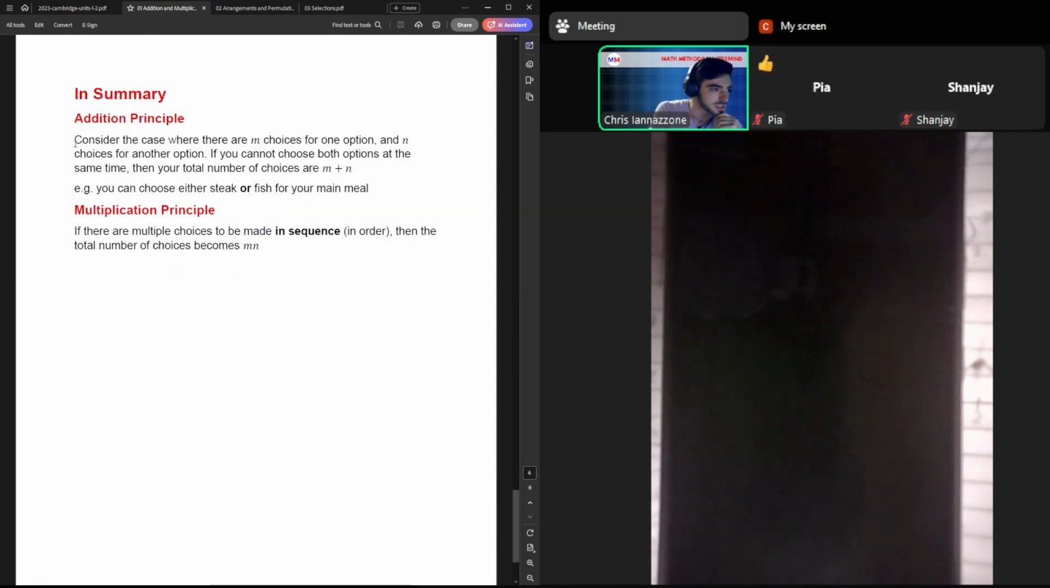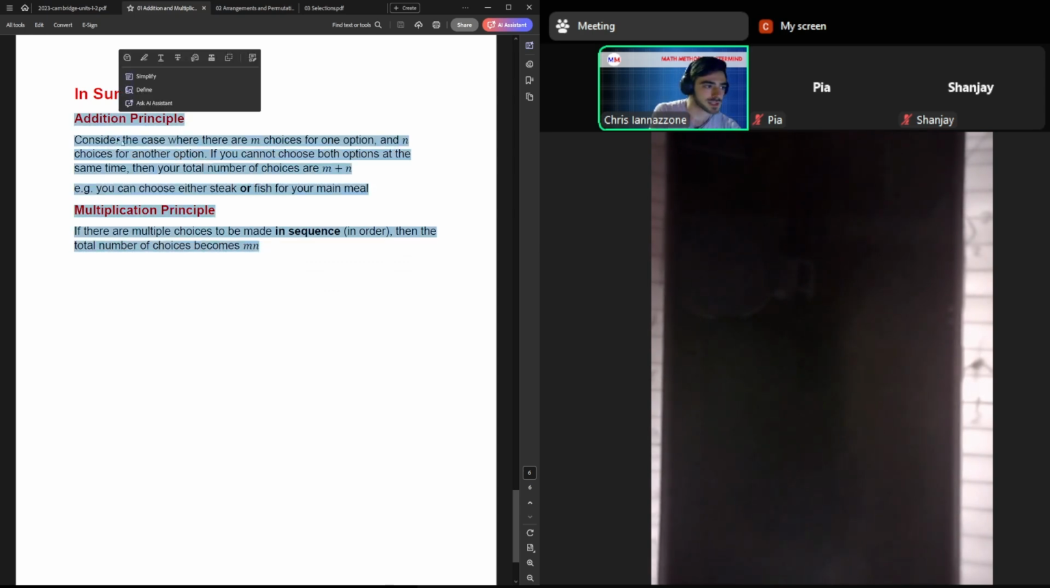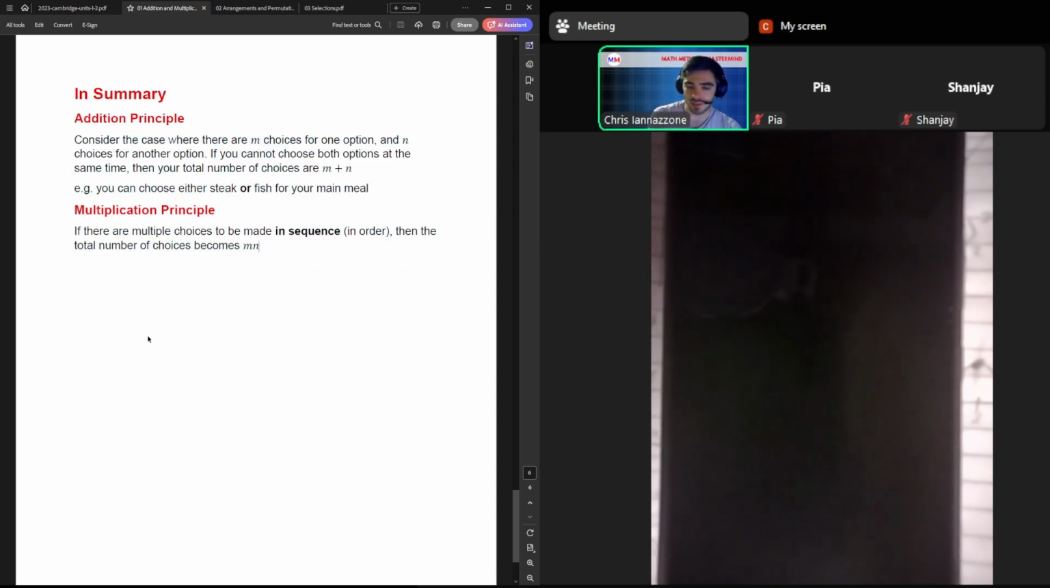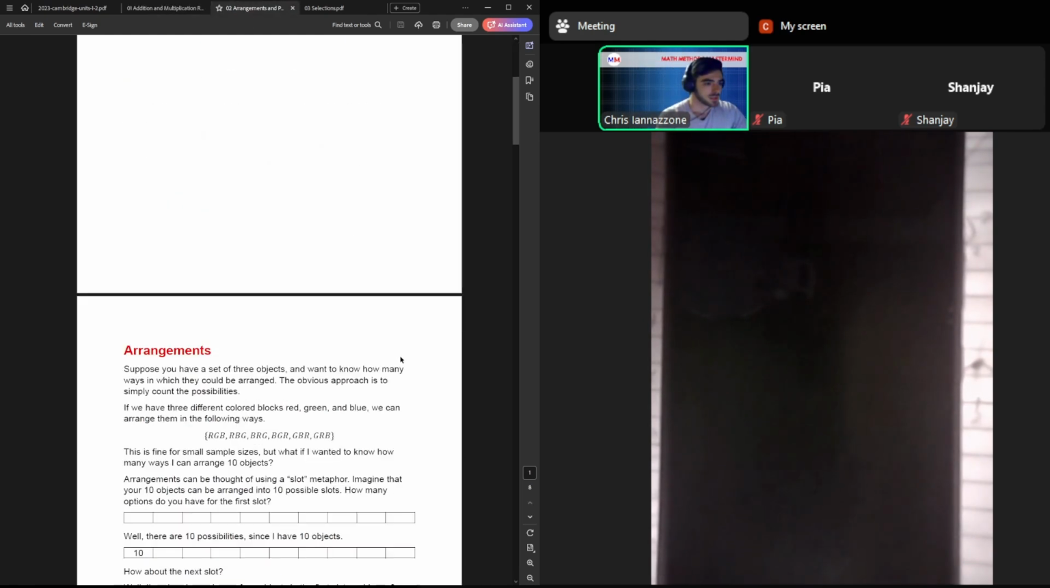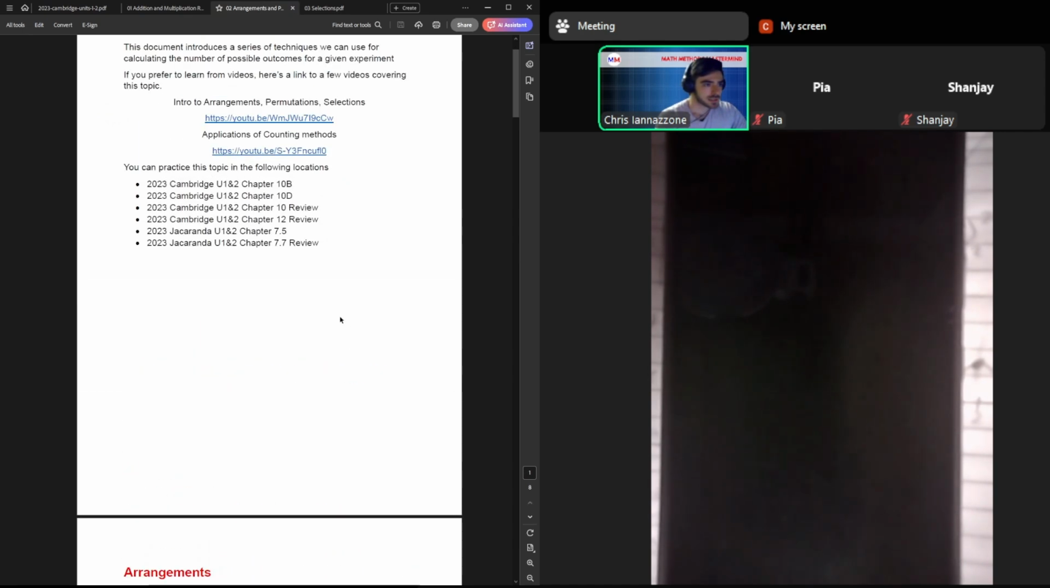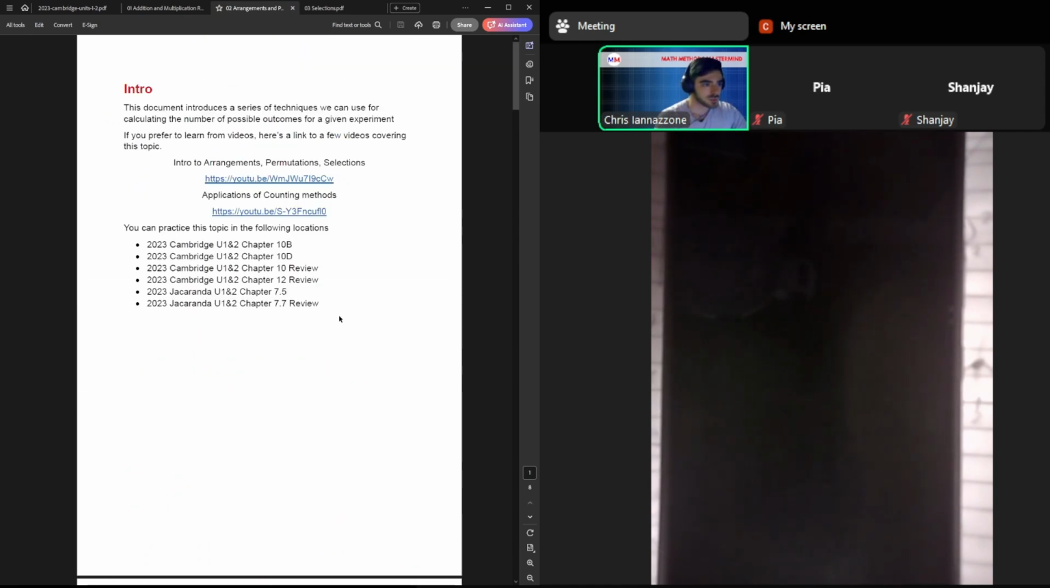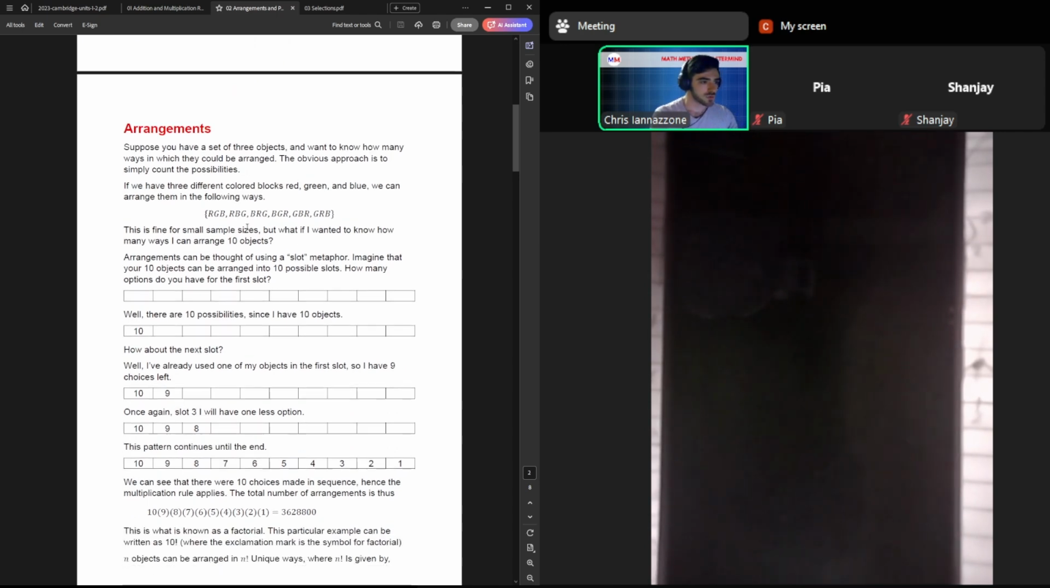So in summary, that's addition principle and multiplication principle. If you have mutually exclusive choices, you use addition principle. If you have choices to be made in sequence, you use multiplication principle. And as we've seen, they might be used in tandem with each other depending on exactly how the scenario is arranged. That sets us up for the next couple of documents, which covers arrangements, permutations, and selections. So first up is arrangements.